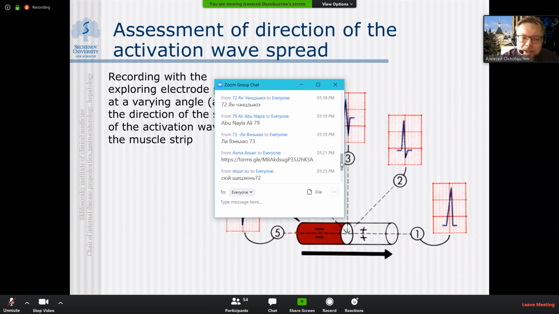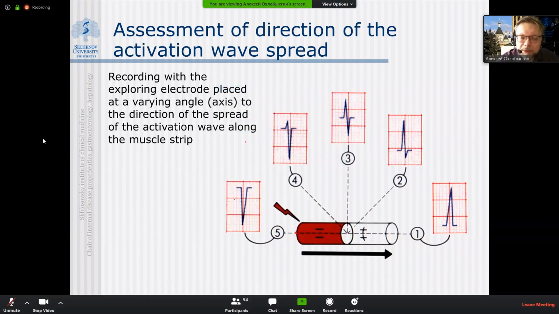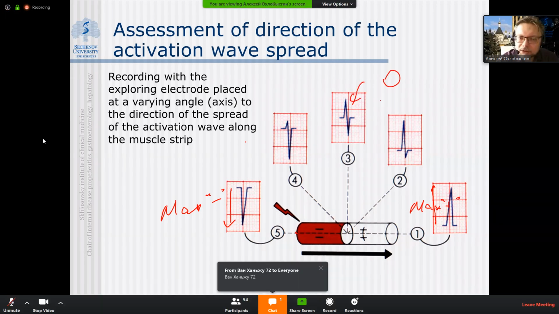What will change is the approach from the point of view of geometrics. If we pay attention to the sign of deflection, in that case, we'll have maximal negative deflection. In this case, if we position the electrode absolutely precisely opposite, maximal positive deflection. In this lead, there will be zero deflection. In that, negative but not maximal. In this, positive but not maximal.